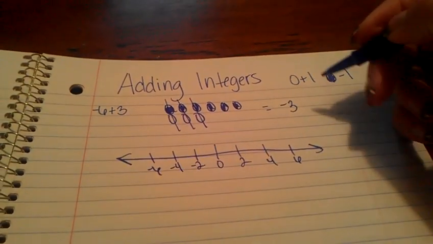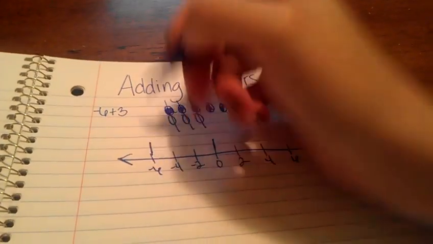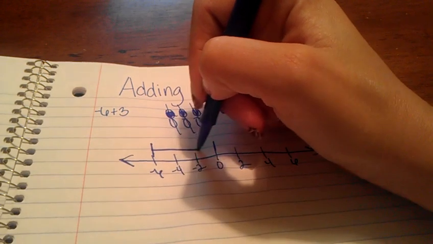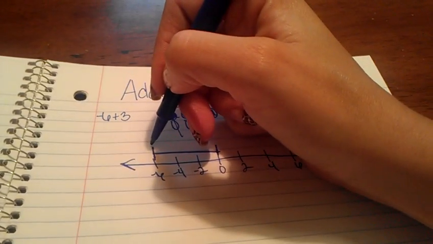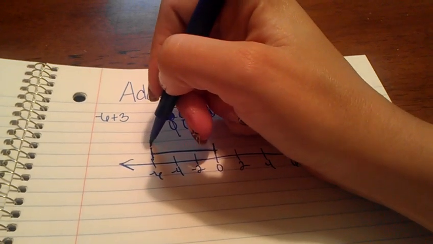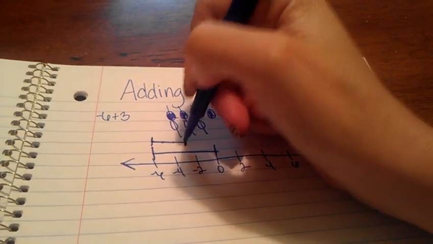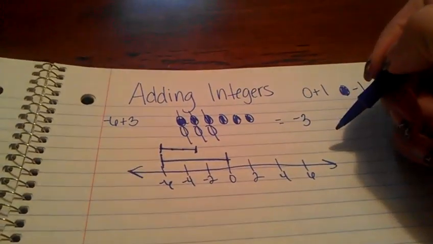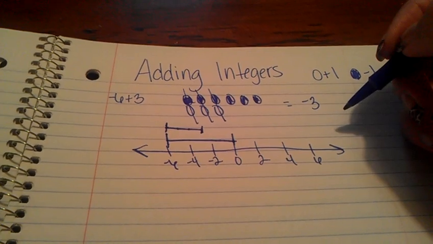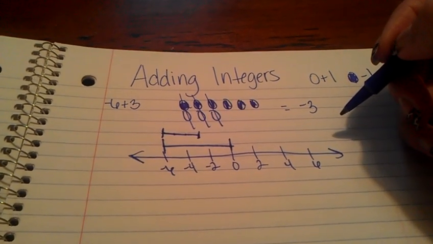Okay, my first line, I always start at 0, and I'm going to go to -6 just like it tells me to. Okay, but I'm not at 0 anymore. Now I'm at -6, and it tells me to go +3. 1, 2, 3. That lands me right here in between -2 and -4, which is -3. So no matter what method you use, you still get the same answer, -3.